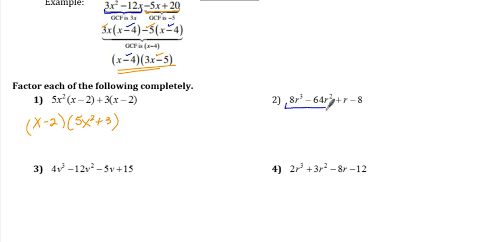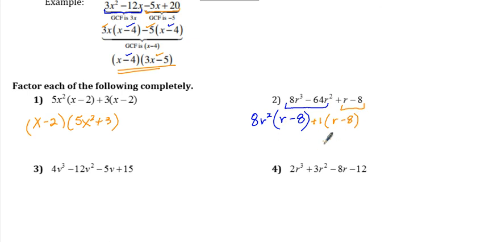Let's work on number 2. Let's do the blue group as the first 2 terms, and the orange group as the second 2 terms. Pulling the greatest common factor out of the blue group, we find that there is an 8r squared. Leave behind an r minus 8. Looking at the orange group, we don't have anything really common there, so let's make a note to ourselves that there's an invisible little positive 1 here, and that it's already prime.